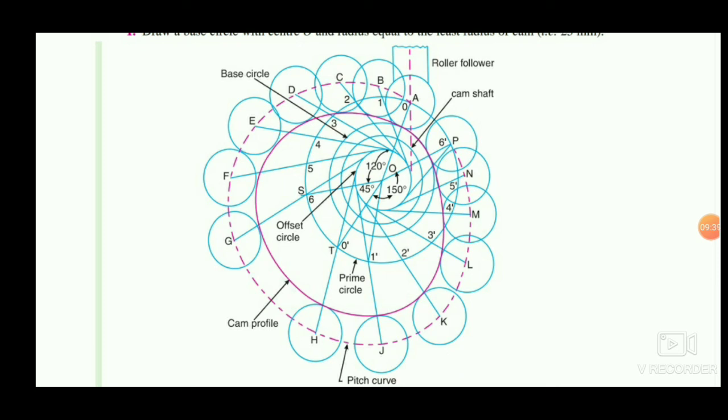Then from there join every point 0, 1, 2, 3, 4, 5, 6. From all the points you draw the tangents to the offset circle, and on these tangents you take the displacement and draw the small circles and join them, and we'll get the required cam profile. So this is how we'll complete the problem.